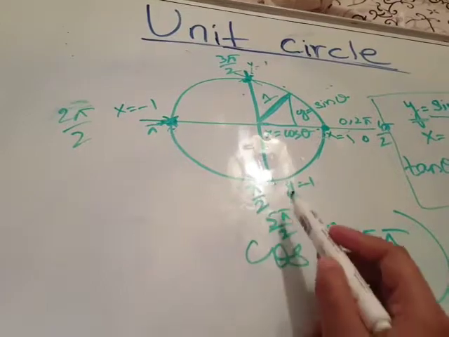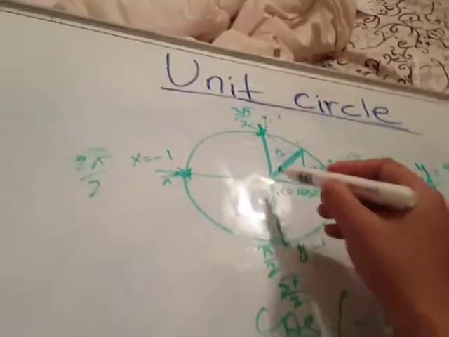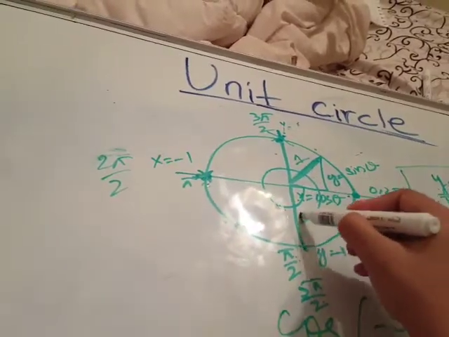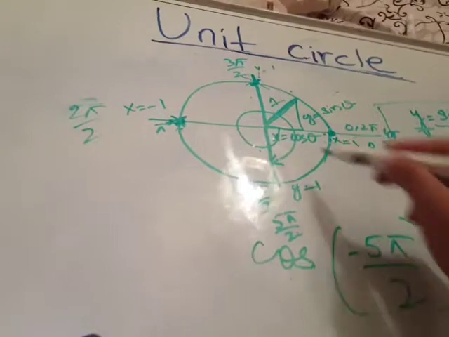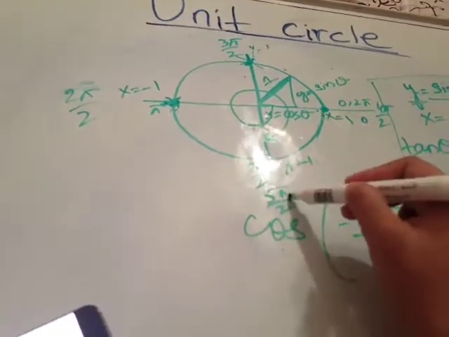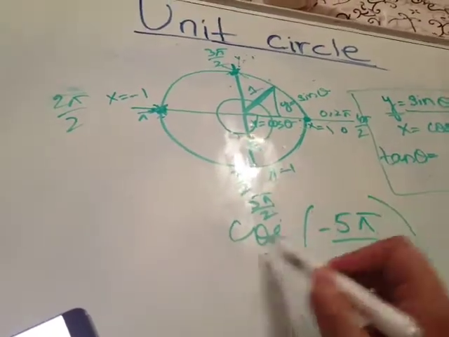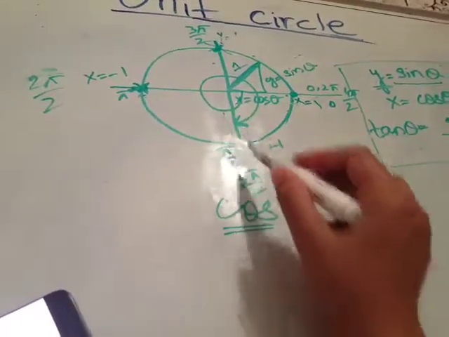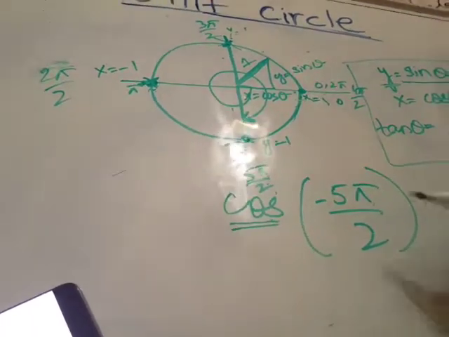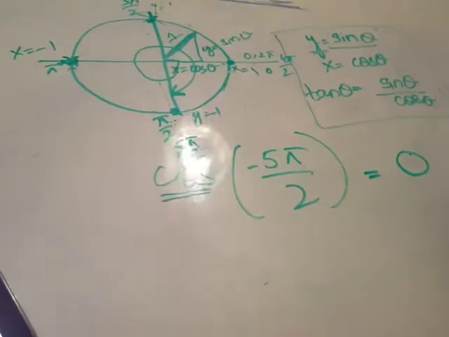So the pi over 2 value and the 5 pi over 2 value are the same. See? We just rotated from here. Right? We completed one whole circle and came back over here. So my pi by 2 and 5 pi by 2 values are the same. Since we are talking about cos, what is the value of x over here? The value of x is 0 here. So cos of 5 pi over 2 is equal to 0.